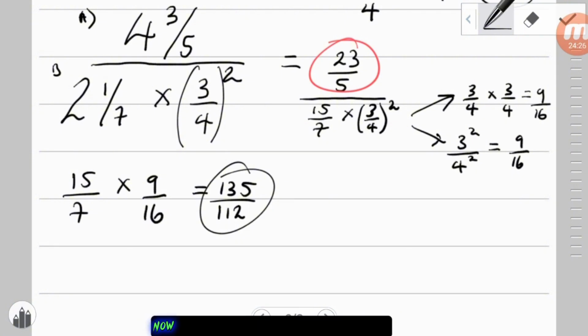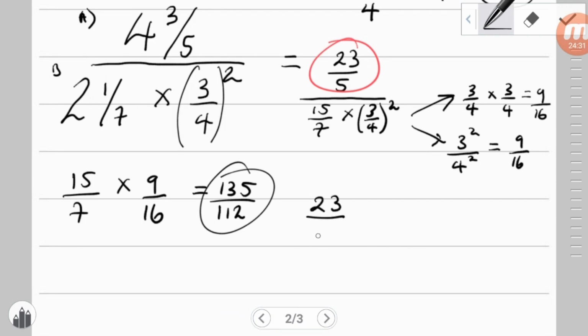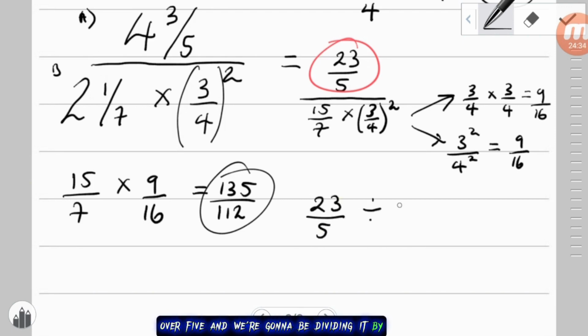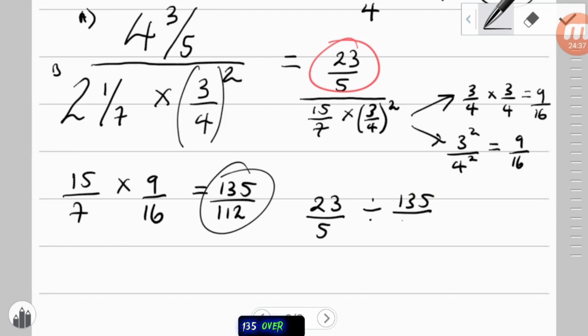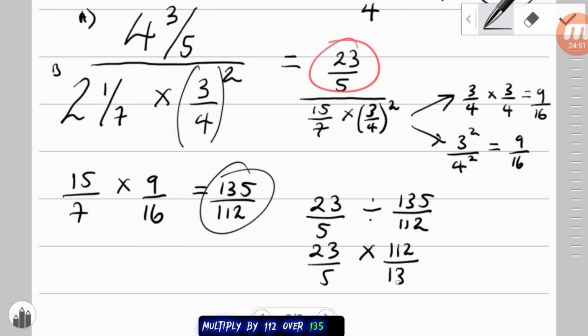Now, since we have the answer at the top, which is 23 over 5, and we're going to be dividing it by 135 over 112, then by inverting the fraction and changing the sign to multiplication, we end up with 23 over 5 multiplied by 112 over 135. Now 23 is a prime number and 5 is also a prime number. 135 can be divided by 5, 112 can be divided by 2. It doesn't seem as if anything here can be cancelled.